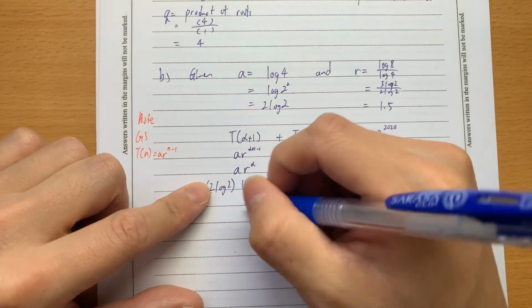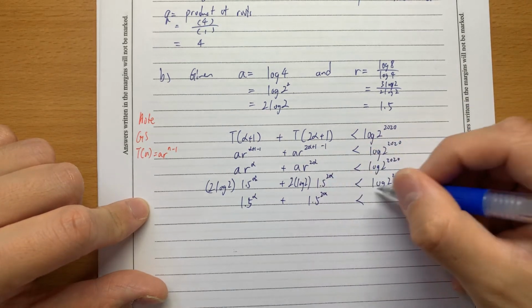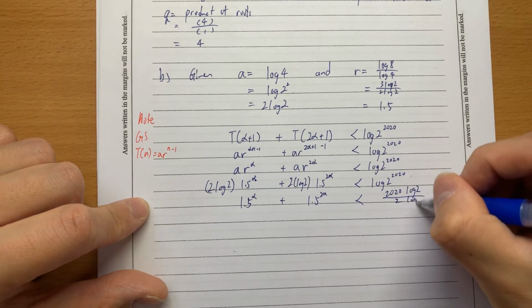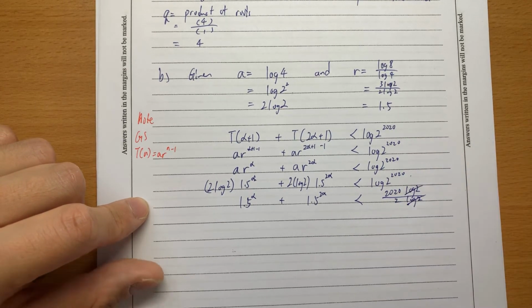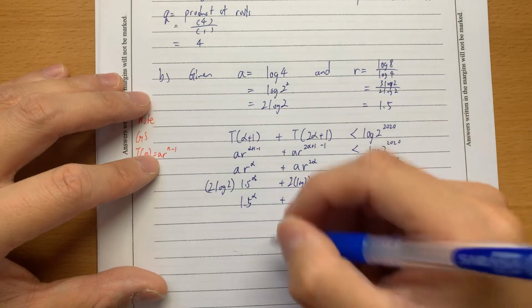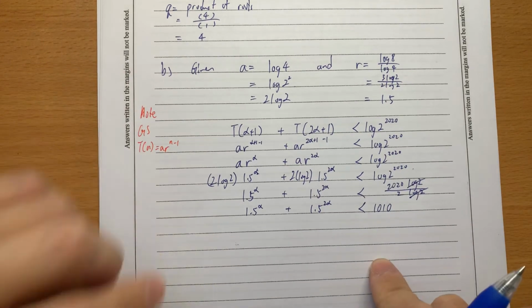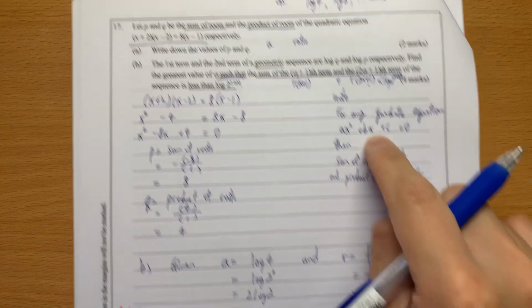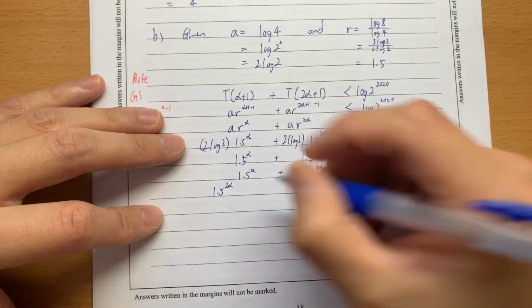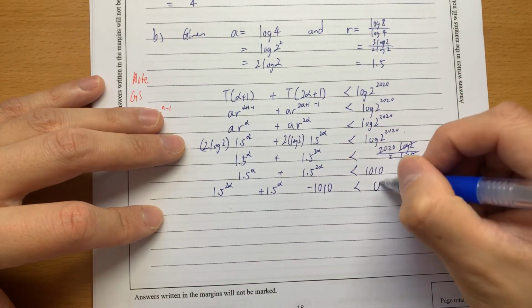But before that, I don't like the log 2, so I divide both sides by 2 log 2 first. I can take the common factor out and then divide by 2 log 2. So it greatly simplifies our calculation. We don't need to handle the log. So 1.5 to the power of alpha plus 1.5 to the power of 2 alpha. To solve a quadratic, I need to rearrange it into this form. Put everything to one side in descending power. So 1.5 to the power of 2 alpha plus 1.5 to the power of alpha minus 1010 smaller than 0.